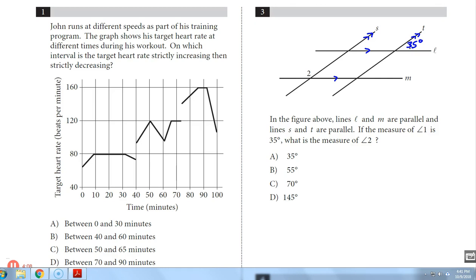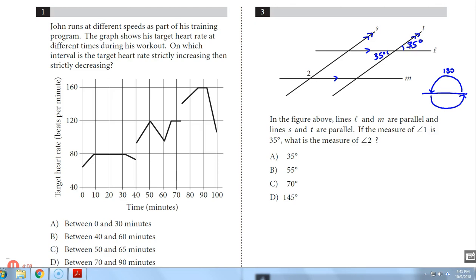Well, with parallel lines, vertical angles, no matter where two lines cross, are always going to be congruent, or the same. So those are both 35. Then we use the property that straight lines are 180. If you think about it, a straight line is half of a circle, and a full circle is 360, so that means it's 180.